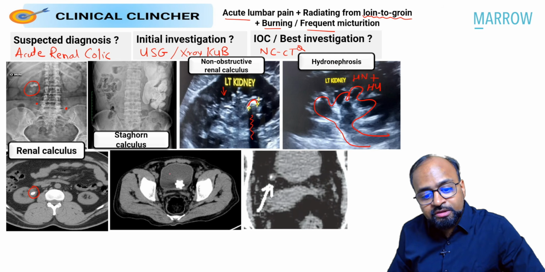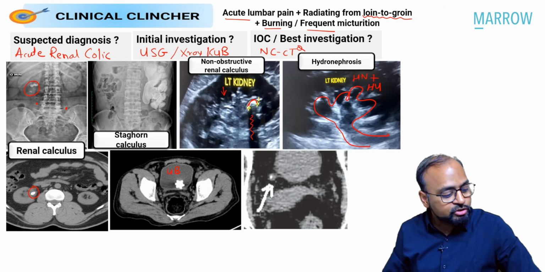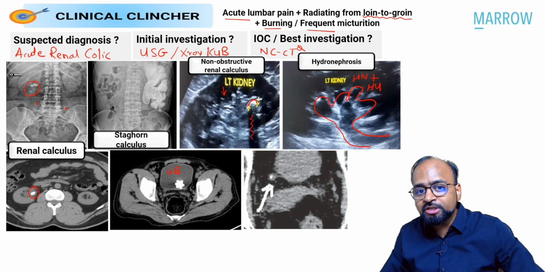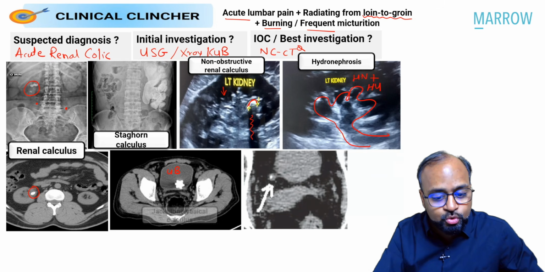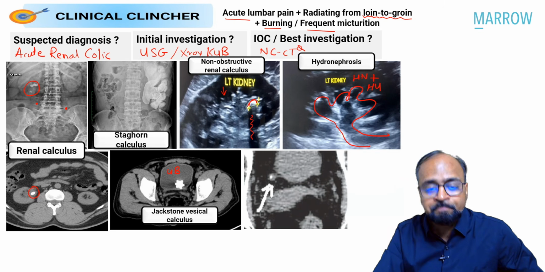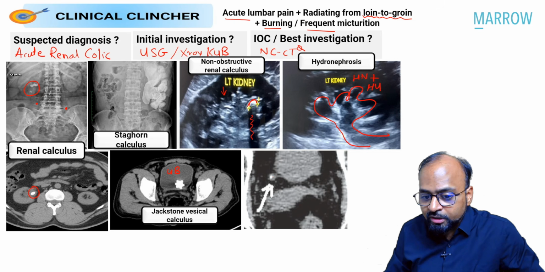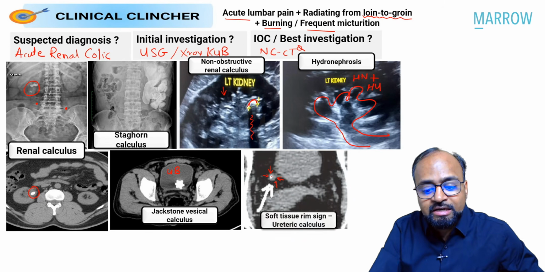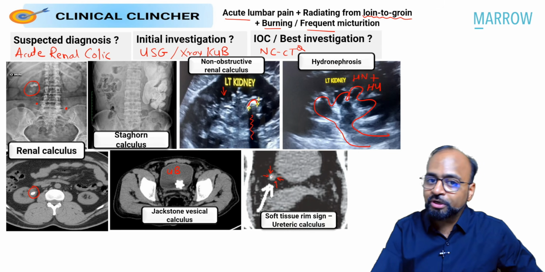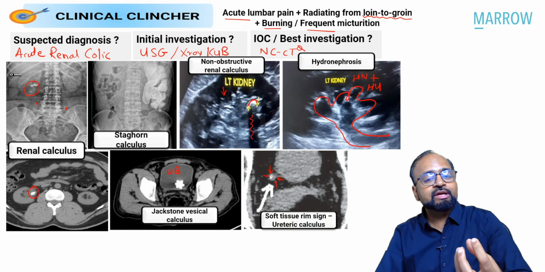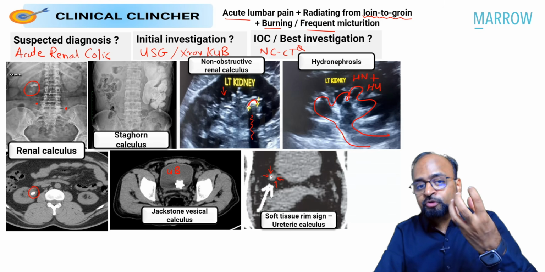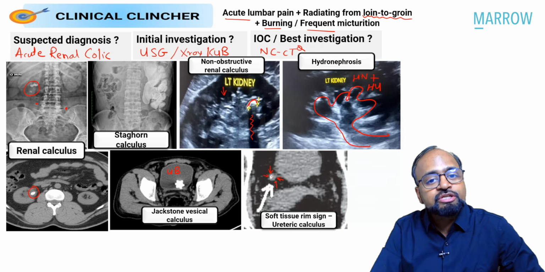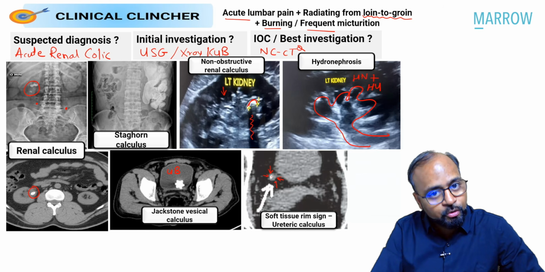A calculus within the urinary bladder takes a very peculiar shape. This is what is called a jackstone calculus or a jackstone vesicle calculus. A calculus impacted within the ureter has the edematous ureteric wall surrounding it on all sides. So there is a calculus at the center with a soft tissue rim around it. This is what is called the soft tissue rim sign of a ureteric calculus. That is how a typical ureteric calculus looks. There is a soft tissue rim around it, and this soft tissue rim is formed by the edematous ureteric wall around it.